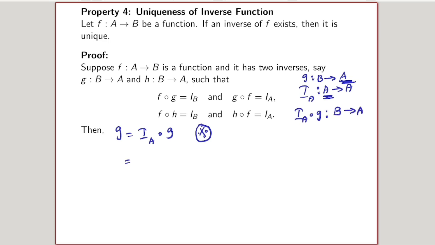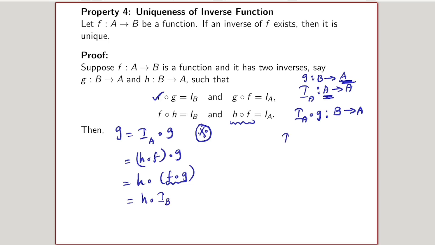So now this I_A can be replaced with the other two functions, h composition f. So h composition f composition g. Since we know that composition of functions is associative, I can change the bracket here. So h composition, f composition g, it is possible. Now I am going to replace this f composition g with I_B. This can be written as h composition I_B.